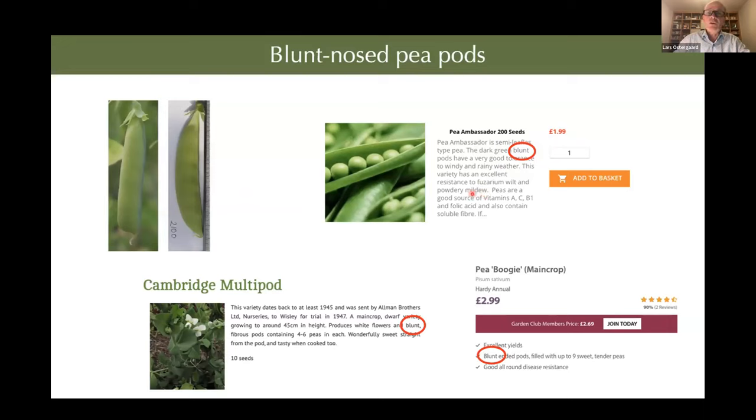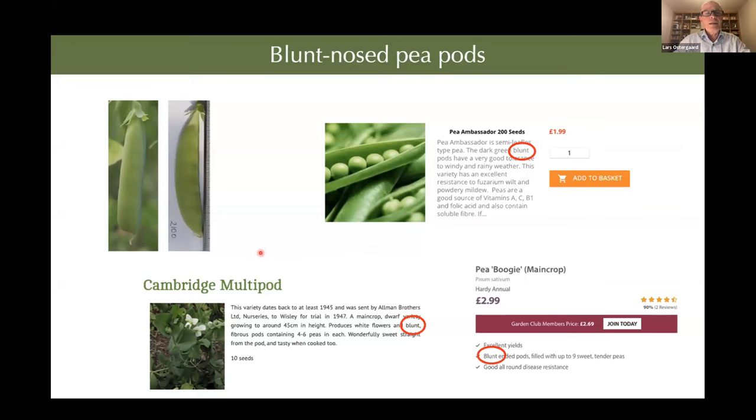So very often we see, in this one here, the pea ambassador is a dark green blunt pod. We have blunt fibrous pods, and we have blunt pods filled with up to nine sweet tender peas. And when I spoke to growers and breeders of pea, they say it's because there's more room. There's room for at least one more pea at the very end here, where it is more difficult to get them to develop at the tip of a pointy pod.